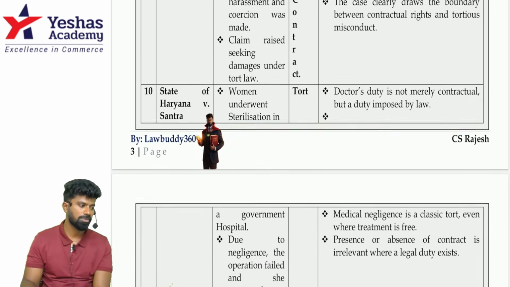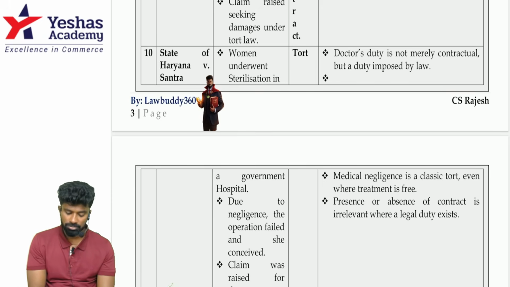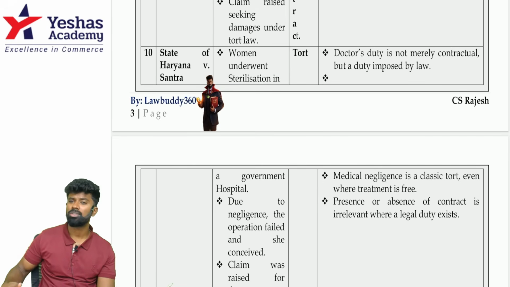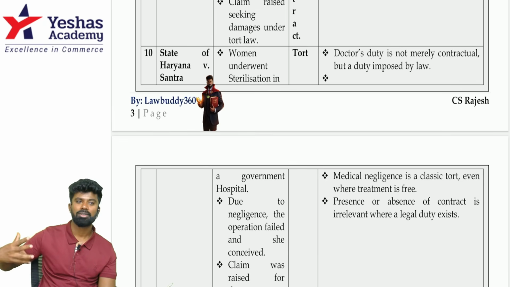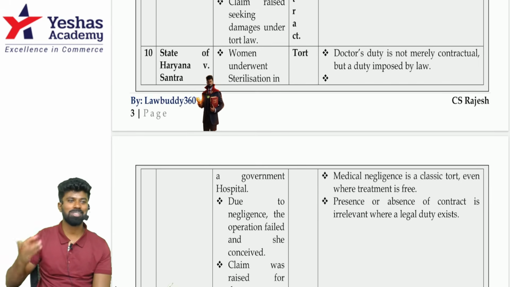State of Haryana versus Santra. A woman underwent sterilization in a government hospital. What is sterilization? You don't know? Sterilization is to make a person infertile. That is called sterilization. We have vasectomy and tubectomy. There are two types of sterilization: vasectomy for men, tubectomy for women.